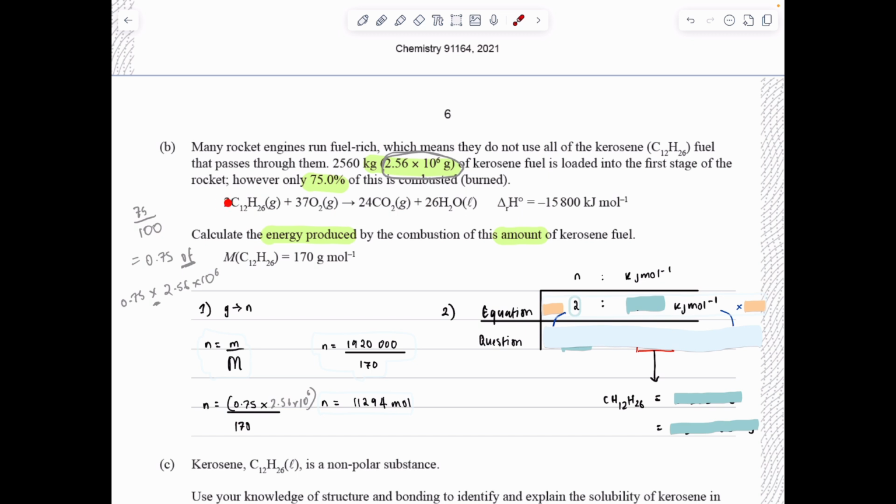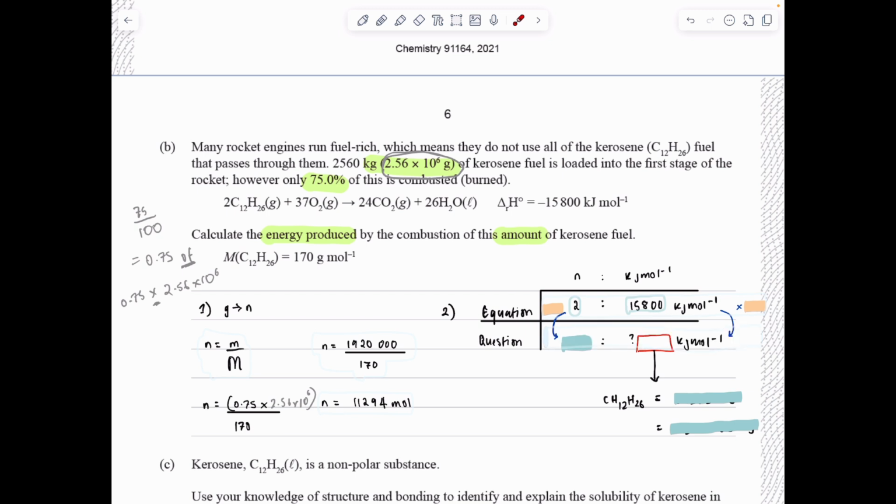For every 2 moles, how much energy is given off? What's the energy associated with 2 moles? Look at the delta H. So for 2 moles, you're getting 15,800 kilojoules per mole of energy being released. So I'm popping that here. Don't worry too much about the negative sign, okay? And so what we have is this ratio from the equation. We need to find the ratio from the question.